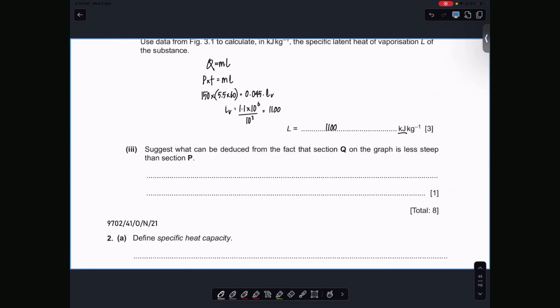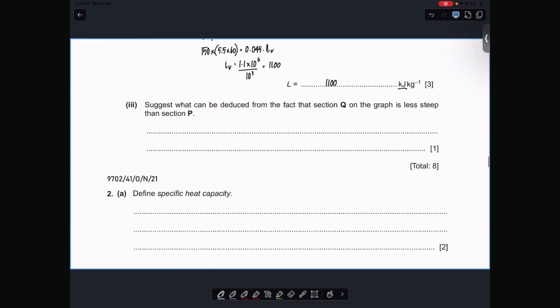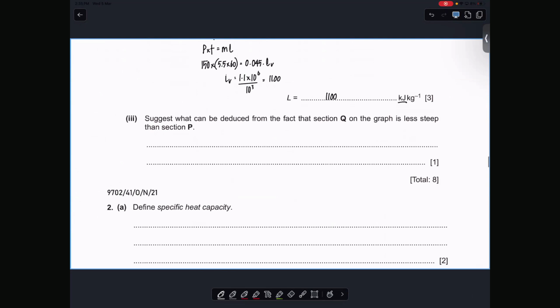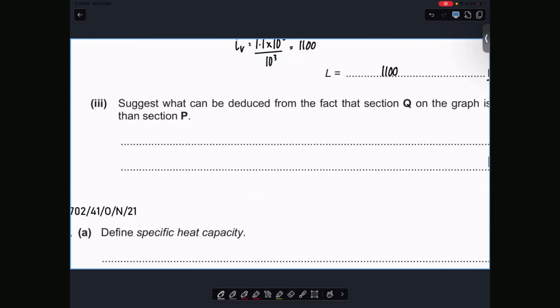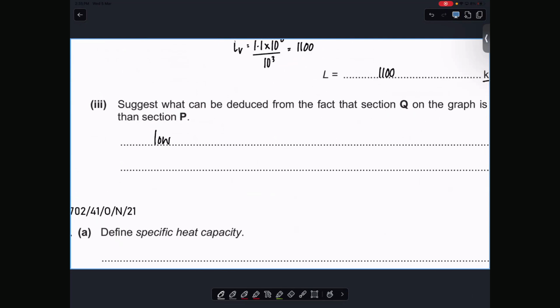Suggest what can be deduced from the fact that the section Q on the graph is less steep than the section P. That's an easy question. Ki hobe? Right. So higher the specific capacity, the steeper the graph. Okay. So ekhane bolche what can be deduced? Q is less steep. So it has what specific capacity?